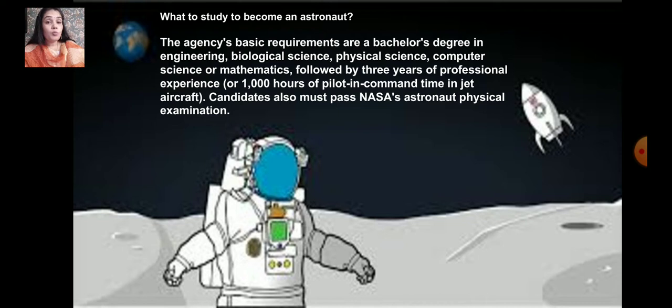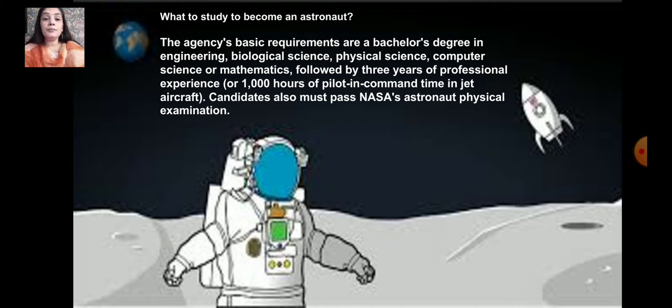To become an astronaut, what do you have to study? We have to study whatever we want to become. If you want to become a big doctor, you have to take science and learn medical. Same like that, we have many things to study. To become an astronaut, the agency's basic requirements are a bachelor's degree in engineering, biological science, physical science, computer science, or mathematics, followed by 3 years of professional experience.